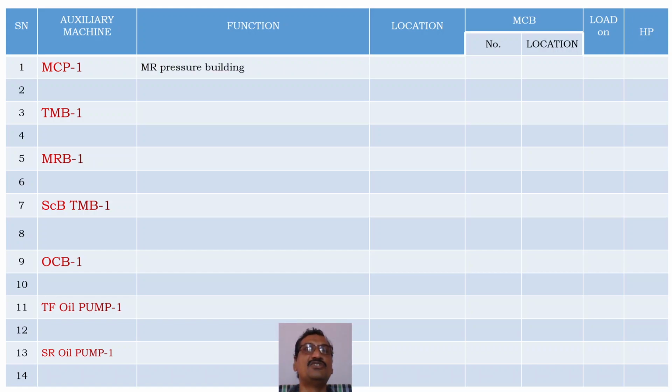What is the function of each machine? MCP1 is used for creating MR pressure. For building MR pressure, this is used, and TMB1 is used for giving cooling air to traction motor number 1, 2 and 3, that is the front truck traction motors. And the machine room blower is used for pressurizing the machine room as well as cooling the control electronics.